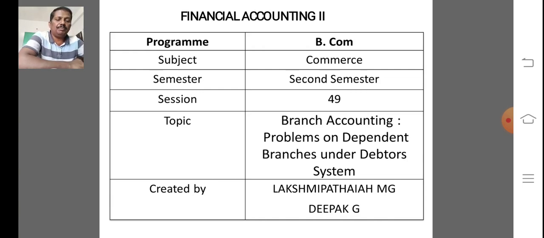What is the debtor system? Debtor system is also one of the methods of accounting. Under this system, the head office treats the branch office as a debtor. At the end of the accounting period, the head office prepares a branch account to ascertain the profit or loss of the branch. The assets and liabilities of the branch at the beginning of the accounting year are treated as given by the head office, and those at the end of the year are treated as returned by the branch to head office.